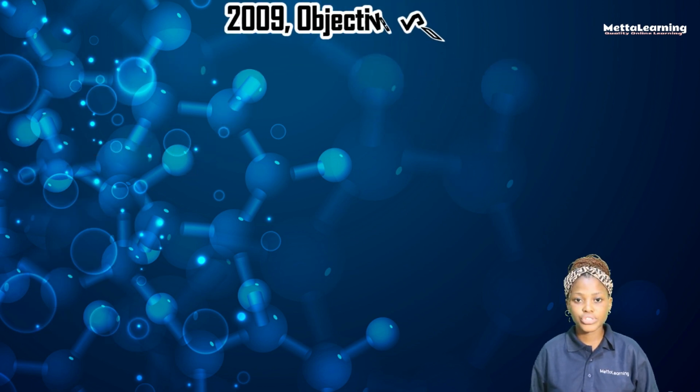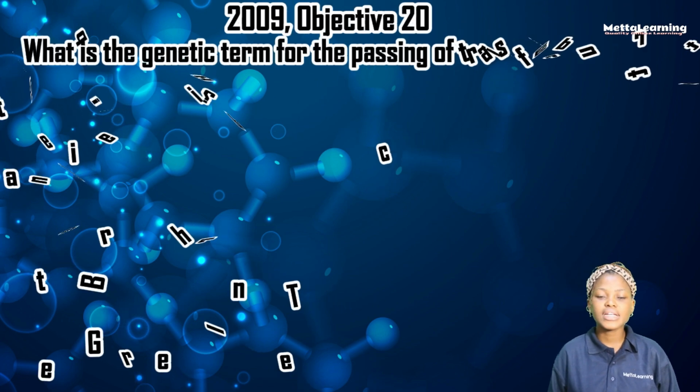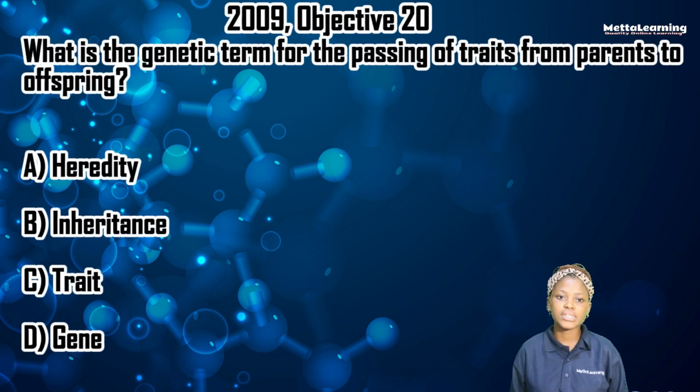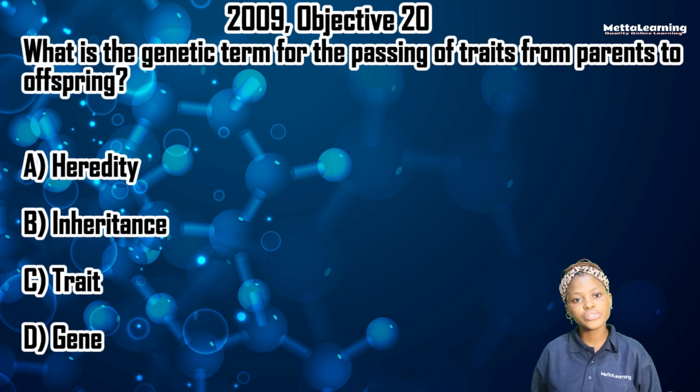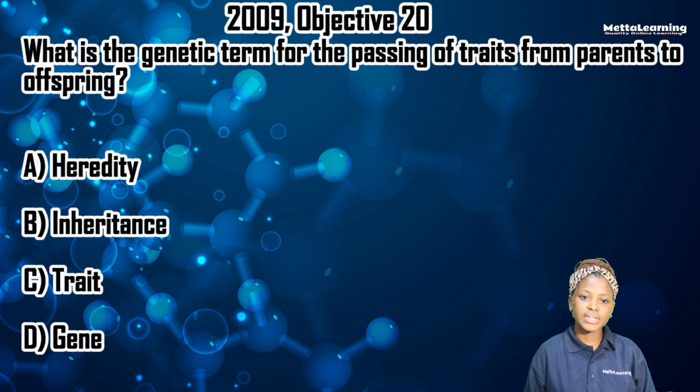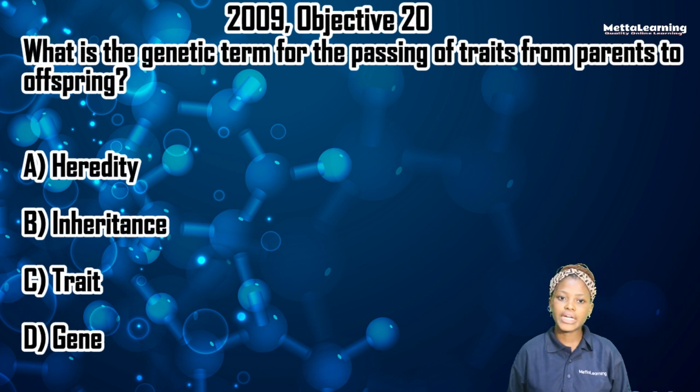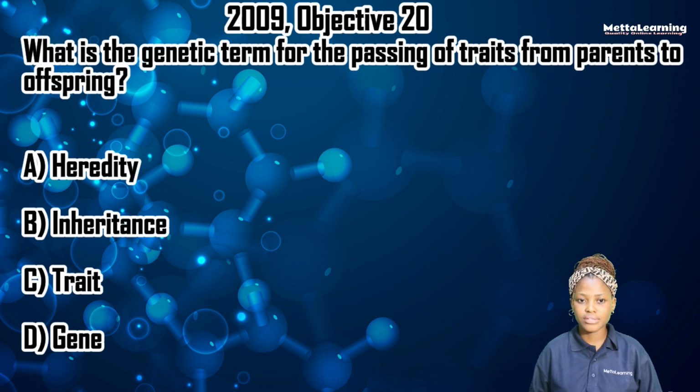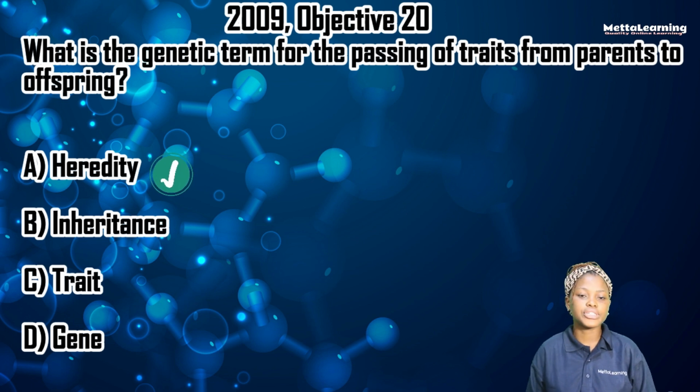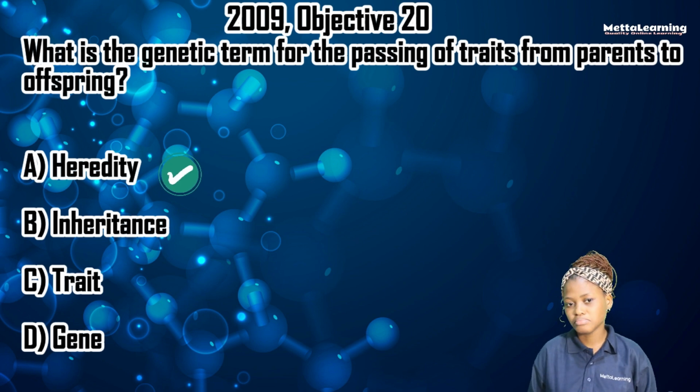2009 objective question 20. What is the genetic term for the passing of traits from parents to offspring? Option A, heredity. Option B, inheritance. Option C, traits. Option D, genes. Correct. Heredity is the genetic term for the passing of traits from parents to their offspring.